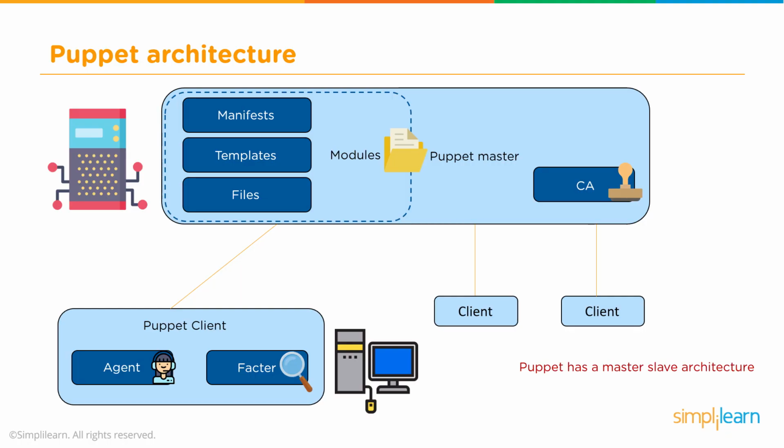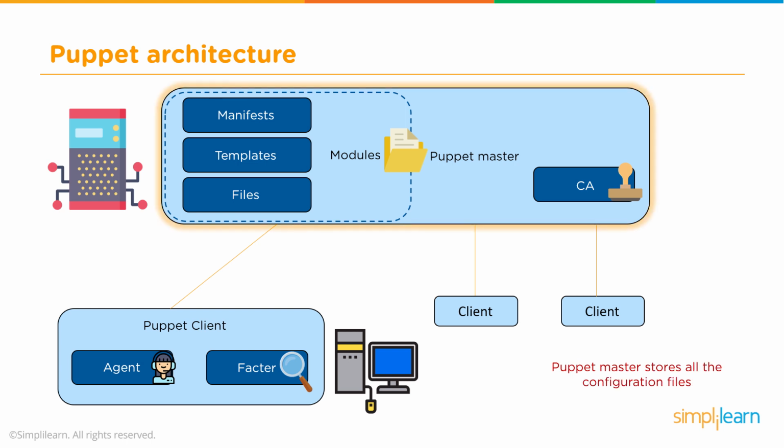So Puppet has a master-slave architecture. As you can see here, on the top we have the Puppet master and below we have the Puppet clients. So the Puppet master is the system where your system administrator sits. The clients are those systems which require configuration. You can have n number of clients connected to the Puppet master. So don't worry, we'll look into each of these components in detail.